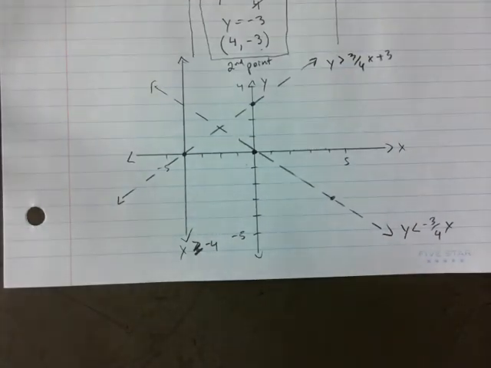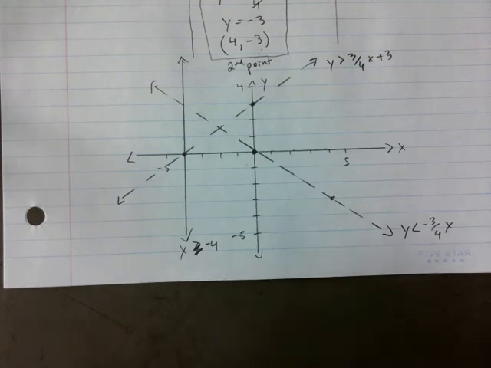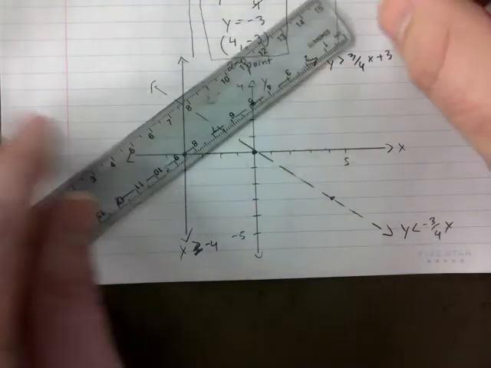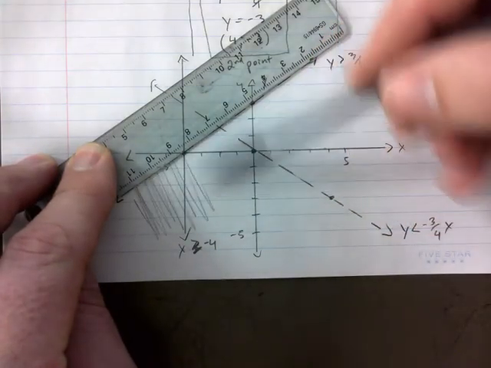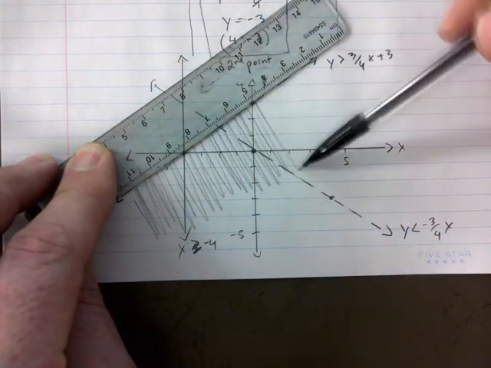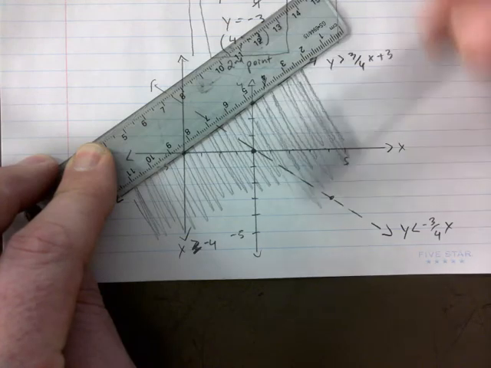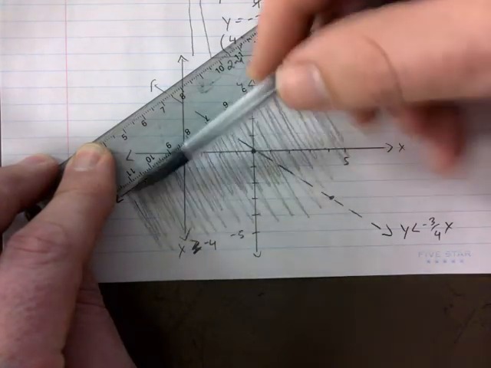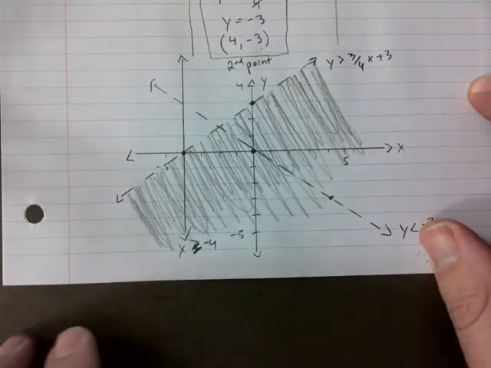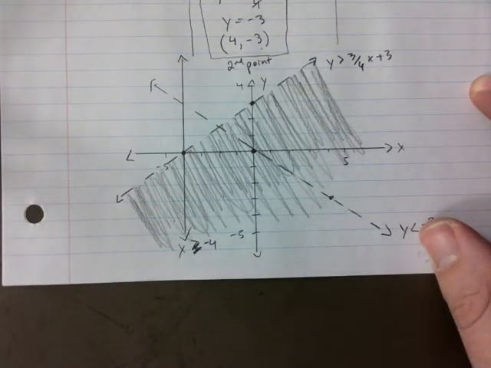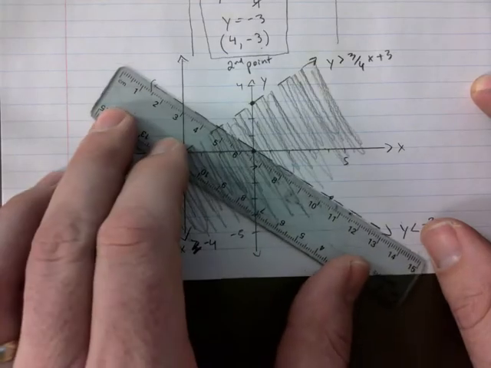And now you're shading. The first line says to shade below. So this line is below. Make sure you get the graph. So everything below it is gone. The second line says to shade above. So I'm going to do that.